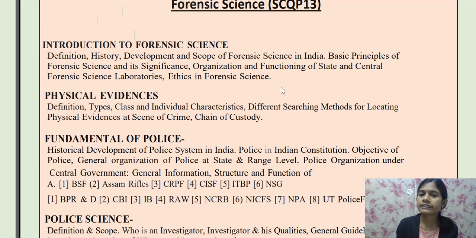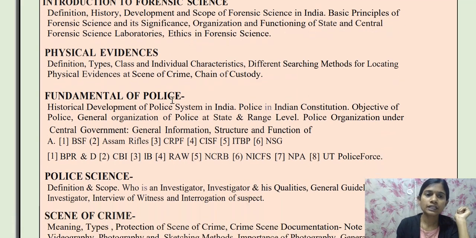Next, organization and functioning of state and central forensic science laboratories. So different CFSLs, central forensic laboratories, state forensic laboratories, regional forensic laboratories, and private forensic laboratories, all are included in that topic. Next, ethics in forensic science. Experts and forensic persons should maintain ethics within forensic science, so here we will discuss the ethics related to it.